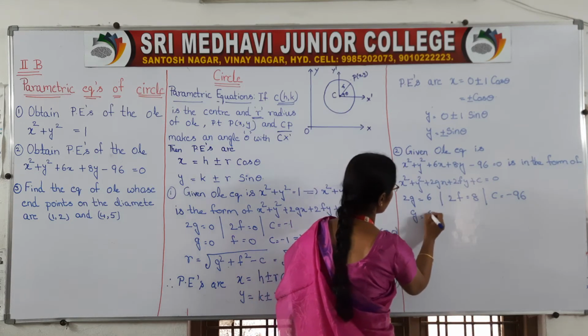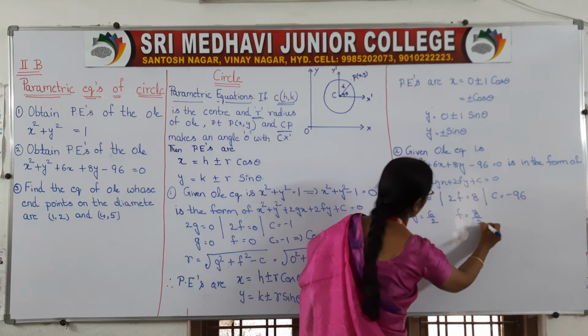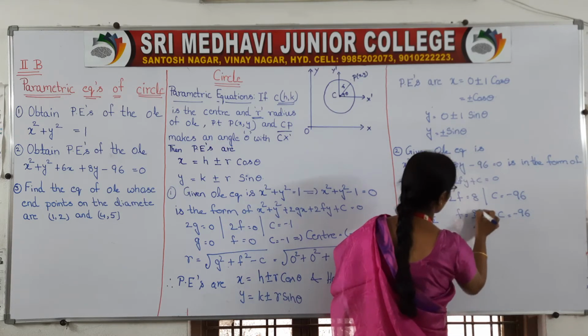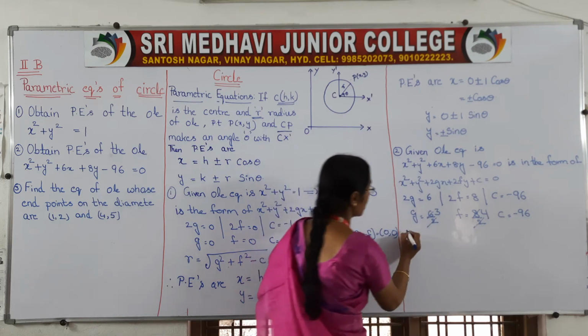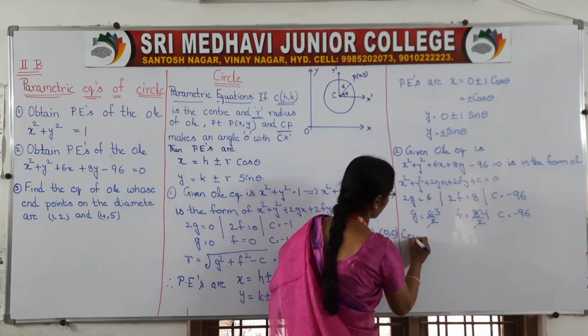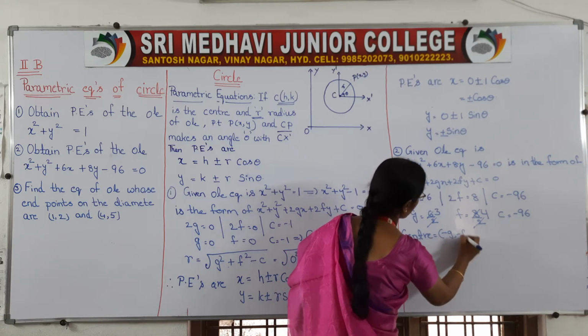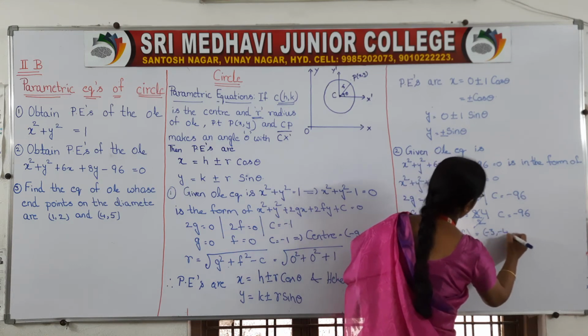So g is equal to 6 by 2, f is equal to 8 by 2, c is equal to minus 96. So g is 3, f is 4. Now the center: what is the formula for center? You know it, minus g, minus f, which is equal to minus 3, minus 4.